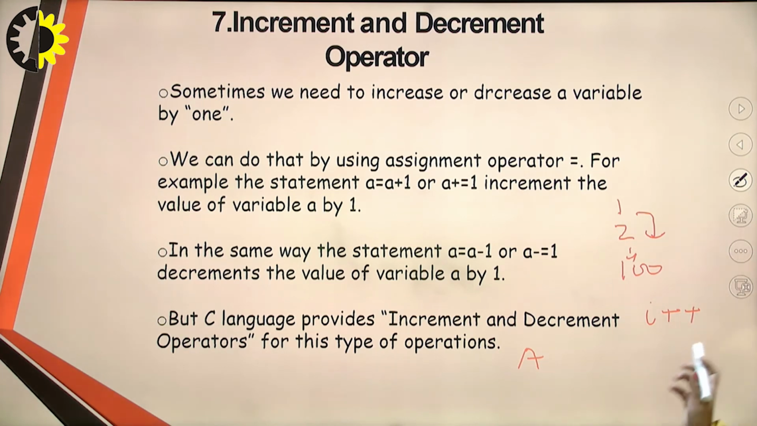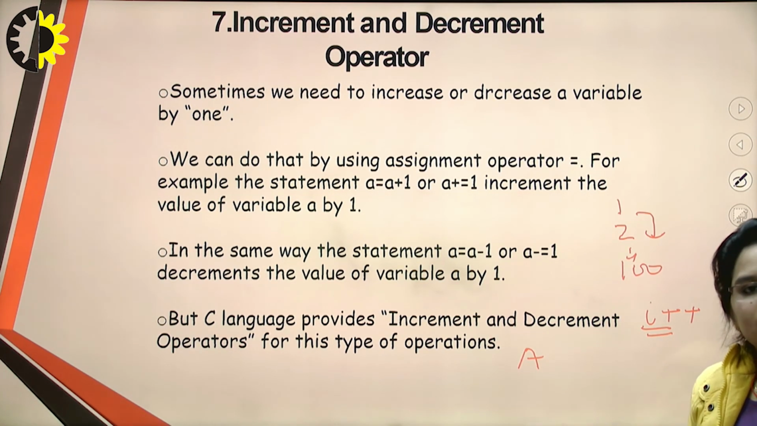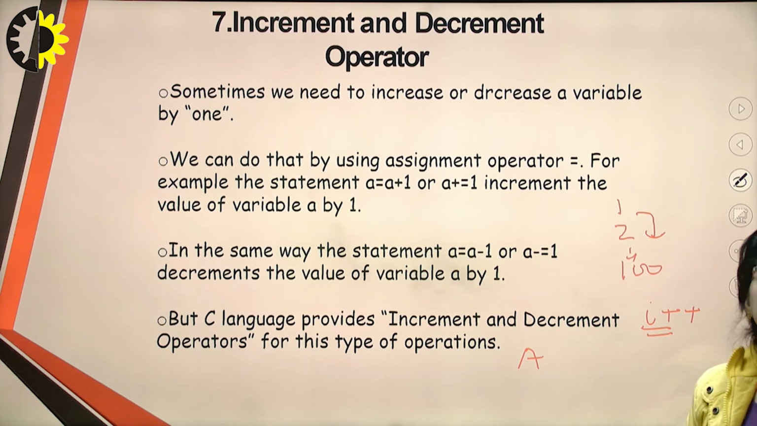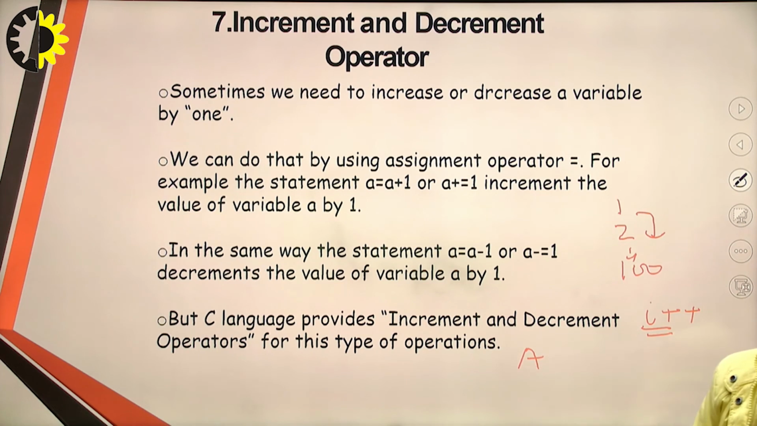Here this is known as a unary operator because it is actually working on 1 value, 1 operand value. So whenever we want to increase or decrease a variable by 1 value, then we use increment or decrement operators. These are basically used in for loops and while loops.